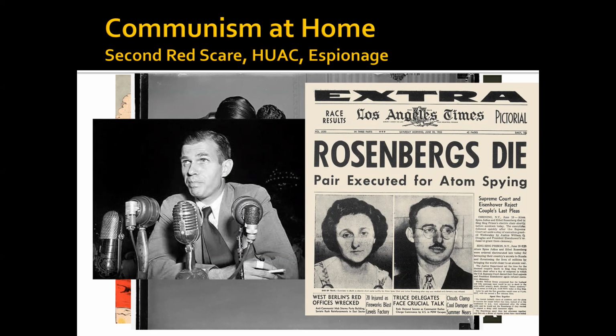Two famous spy cases in the late 1940s and early 1950s reinforced fears that the Soviet spies in the United States were sharing American secrets with foreign communists. Alger Hiss, a government official in the State Department, was accused of communist activity and convicted of perjury. You also have Julius and Ethel Rosenberg, who were convicted in 1953 of treason for supposedly giving atomic secrets to the Russians, and they were executed.